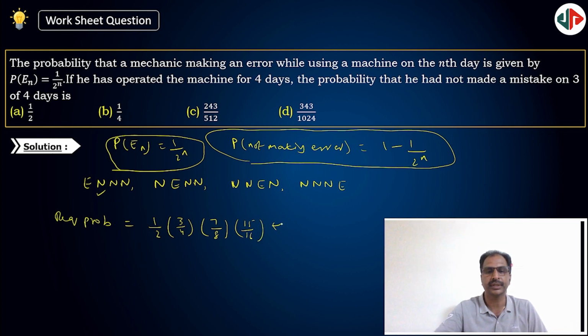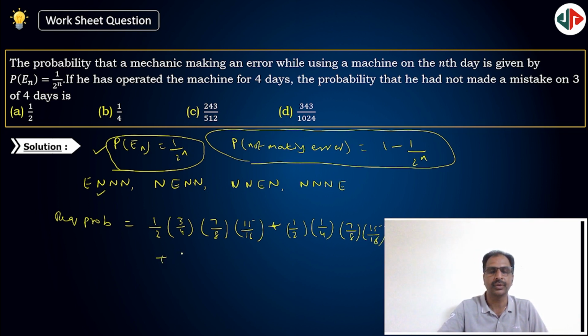Plus, next, no error on the first day: 1 minus 1 by 2. Error on the second day means here you should put n is equal to 2, 1 by 4. No error on the third day: 1 minus 1 by 8. No error on the fourth day: 1 minus 1 by 16, so 15 by 16.